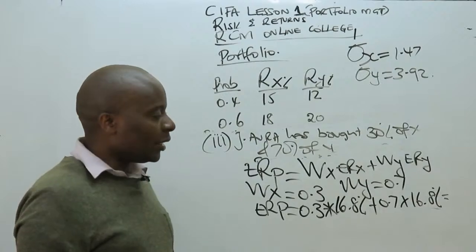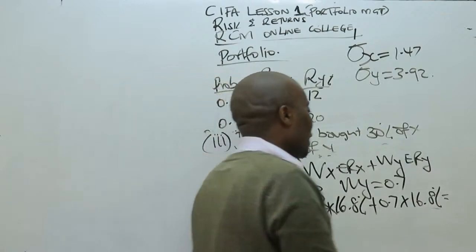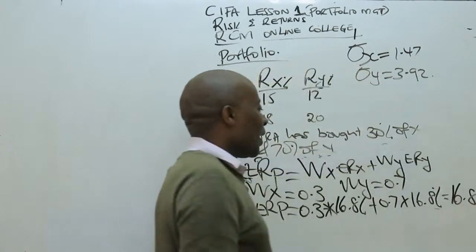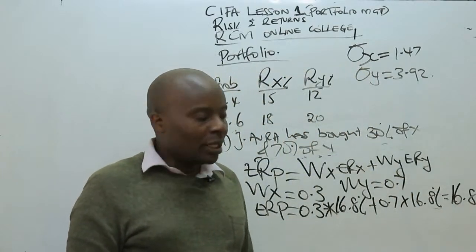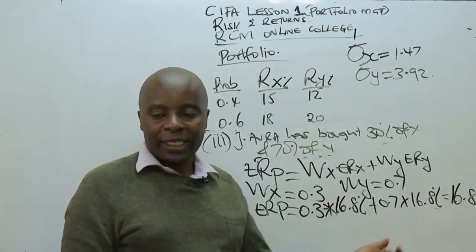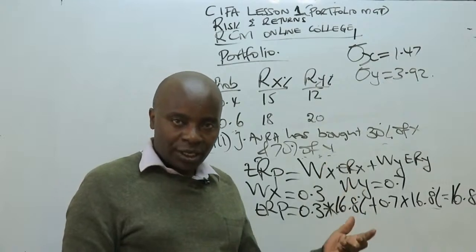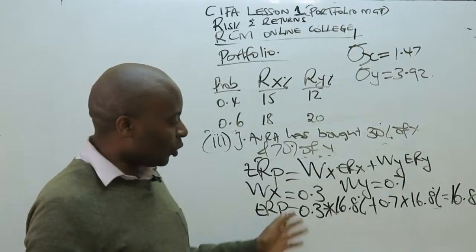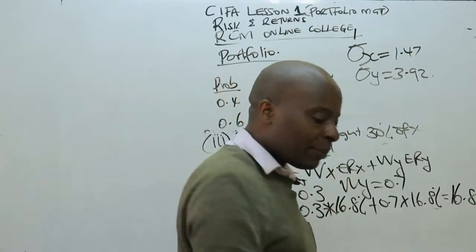When you multiply like that, at the end of the day, ladies and gentlemen, you will end up getting 16.8 percent as the expected return of the portfolio. It will be the same. I expect that because the two securities are promising the same level of returns. If you try using your calculator, you will end up getting that.